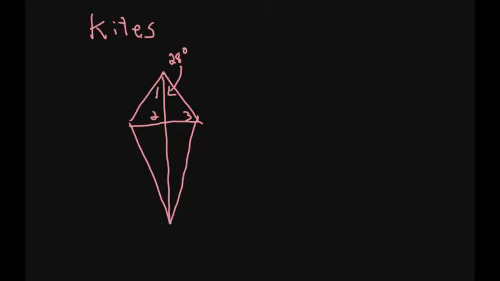Alright, let's talk about kites. So kites are an interesting shape because they're quadrilaterals, but they don't have any parallel sides. What you do have are congruent sides. So the top two sides and the bottom two sides are congruent to each other. And what that does, it makes your diagonals there perpendicular bisectors, and they're also bisecting each of those angles.